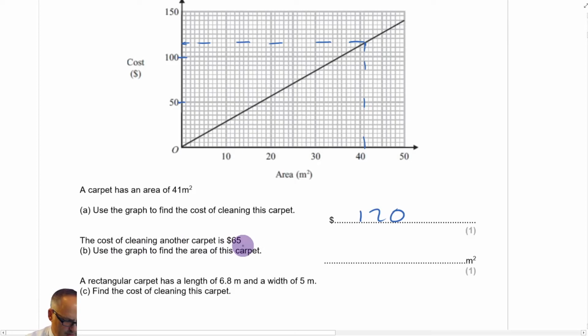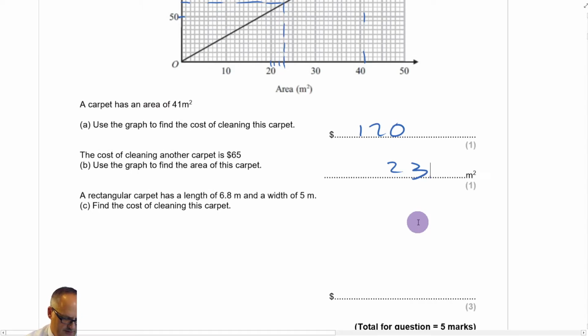Cost of cleaning another carpet is $65. Use the graph to find the area of this carpet. So there's 55, 60, $65. Go across, draw down, and we can see that the area of this is going to be, that's 20, 21, 22, 23 square meters.